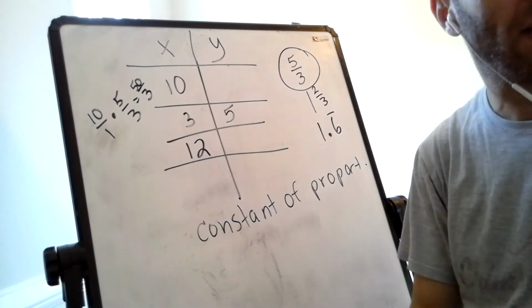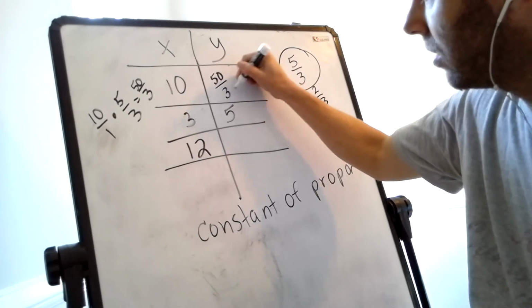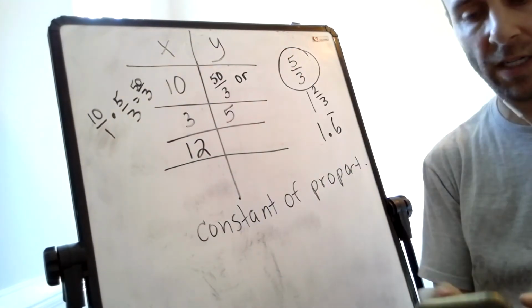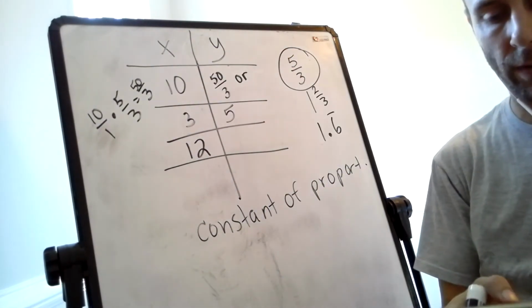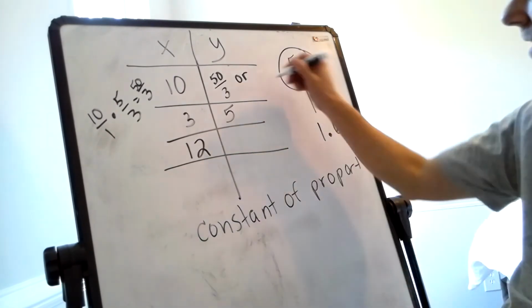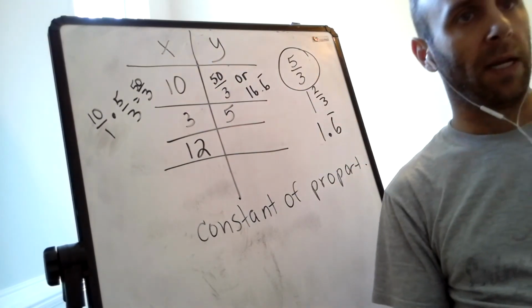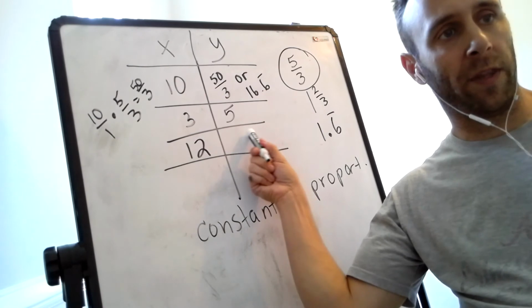Now, 50 divided by 3 is going to be a decimal answer, but I can write 50 over 3. Or if I do 50 divided by 3 on my calculator, you get 16.6 repeating. Any of those work, okay? Now, you guys right now, what will this answer be?